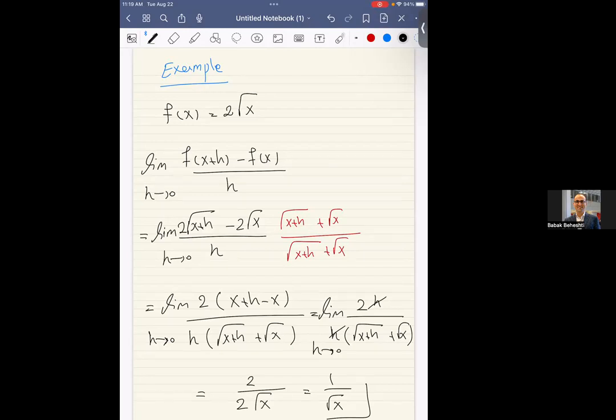Can you explain the step where you get from 2h to 2 over 2 square root of x? Can you see that part again? Yeah, because at the denominator you have the square root of x plus h plus the square root of x, right? Maybe I just write it a bit. Right? So when h goes to 0, you have square root x plus the square root x, which is 2 times the square root of x.